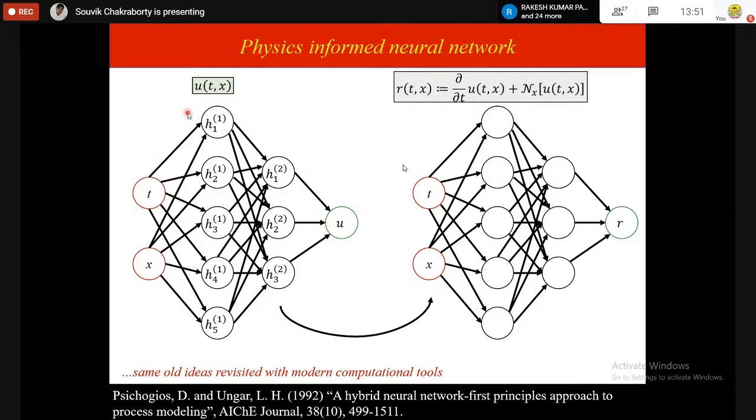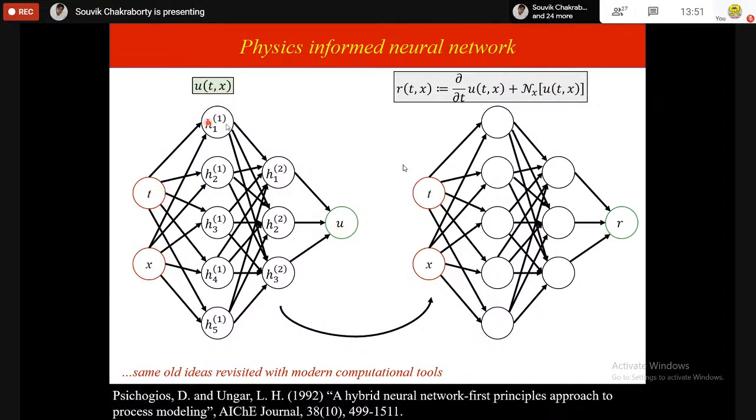So these are nonlinear functions which map t and x to h. There is some nonlinear function here, again some nonlinear function here and here. You can think of it as a collection of nonlinear functions put together, and that is how you go from t and x to u. So u is a function of t and x, and we are assuming it to be a neural network, which is basically a highly nonlinear function. But the important thing here is that u is a function of x and t.